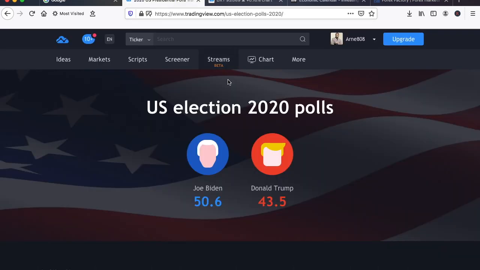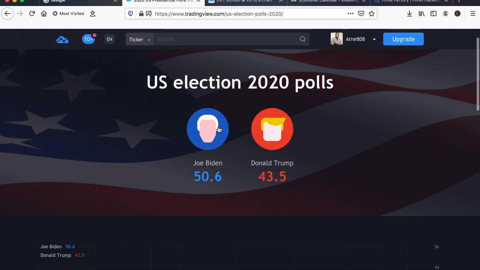So just a quick look here. You can also see the presidential election with the polls. Joe Biden is leading, and Donald Trump is at 43.5, and Joe Biden is at 50.6. But this doesn't mean that Joe Biden will definitely win, because the polls just give us a glimpse of what's happening and who's likely to win. So we're going to see how that's going to affect it.